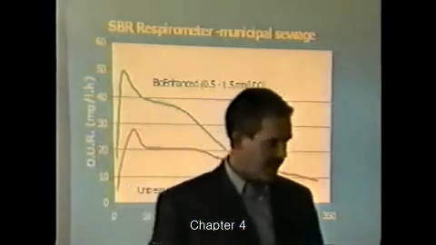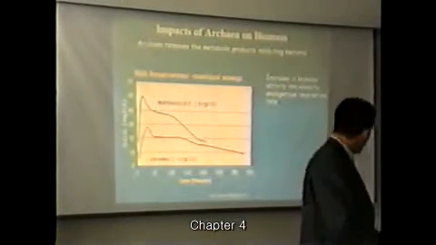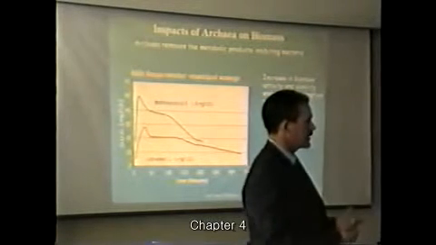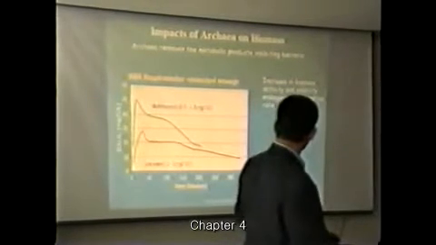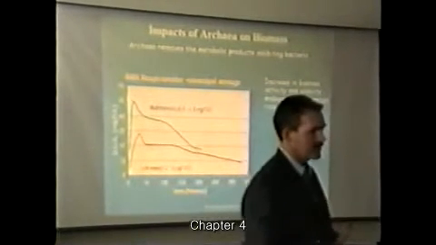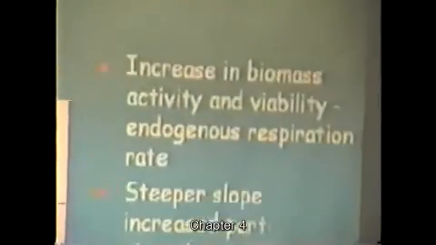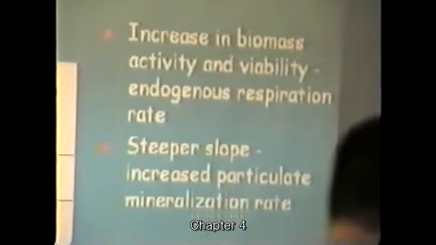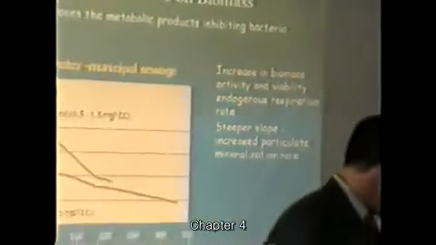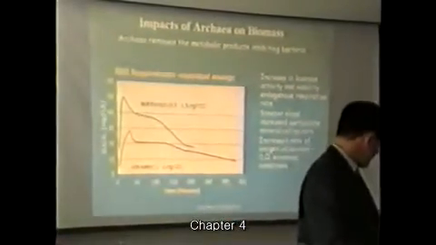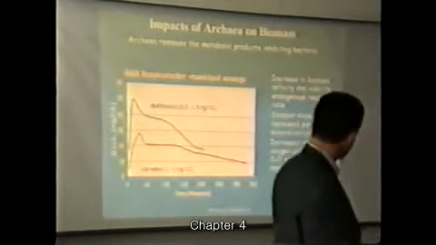So let's just work through those points again. The increase in biomass activity and viability, that's what we can read off this curve. The oxygen utilization rate tells you we have an increase in biomass activity and viability; it is more active. The slope tells you we have a higher mineralization rate of your particulate matter, and an increased rate of oxygen utilization.